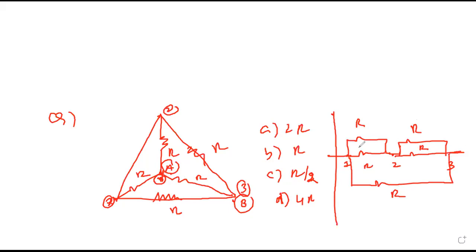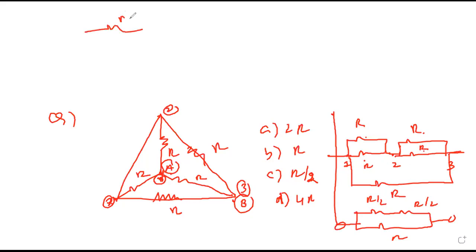So now we want the result. R, R parallel is how much? R by 2. R, R parallel again R by 2. So it is R by 2, R by 2, and R. R by 2, R by 2 in series is how much? R, na? Yes. And this also R. What is R and R in parallel then? R by 2. R by 2 is the required answer. Almost all of you might have got this result. Next question. Can I clear this again?